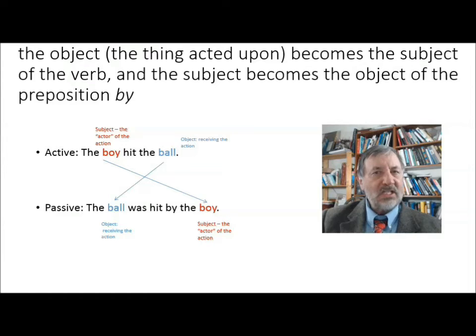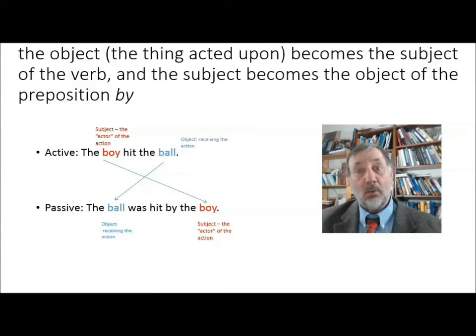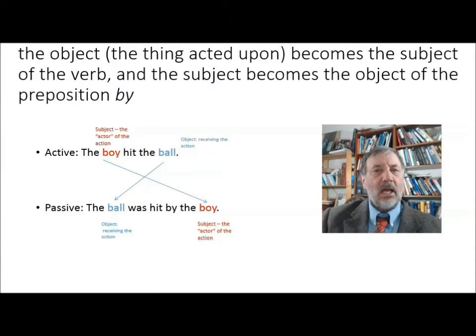The ball was hit by the boy. And then the actor of the action, the boy, who's performing the action, becomes the object of the preposition, usually the preposition by. So that's usually the form used in the passive voice. And the verb takes the form of was hit, is being hit, has been hit. It takes that kind of form. Okay, so we have this kind of crisscross being performed here in the transfer from the active voice to the passive voice.